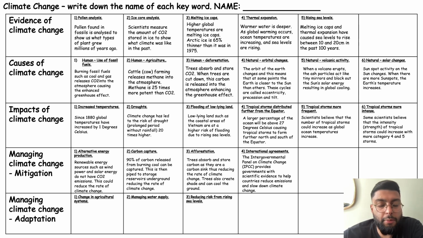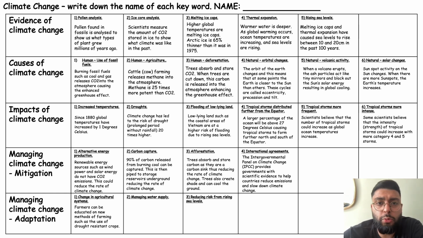Finally, our adaptation methods. So how can people change their lives? The first one, we're looking at changes in agricultural systems. So farmers can be educated on new methods of farming, such as use of drought-resistant crops, which is something that has taken place in the Gambia in Africa.